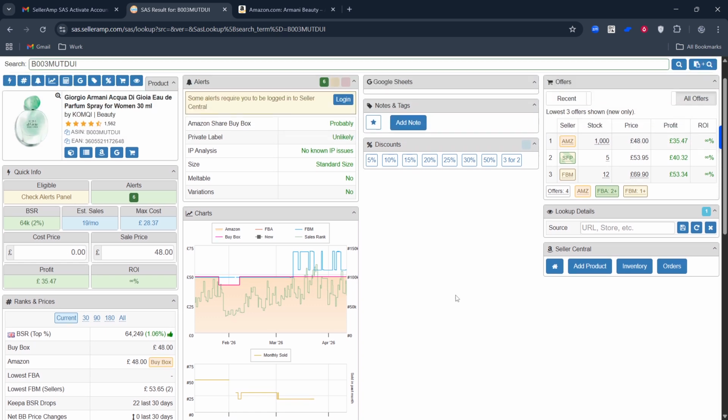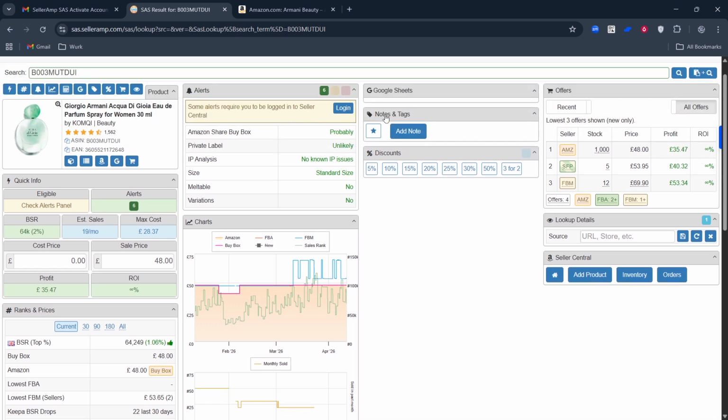Next, open the alerts panel for a risk check. This is where you verify whether you're allowed to sell the item and whether it's safe to list. Watch for 3 red flags: a gated or restricted category or brand, any hazmat or dangerous goods designation, and any intellectual property or private label risks. In this panel, green indicators mean you're safe to proceed, while red indicators mean you should avoid the product.